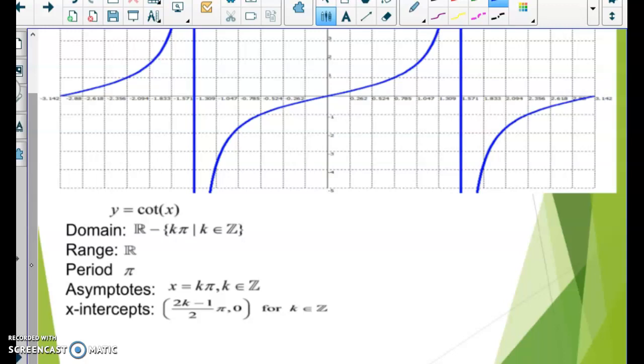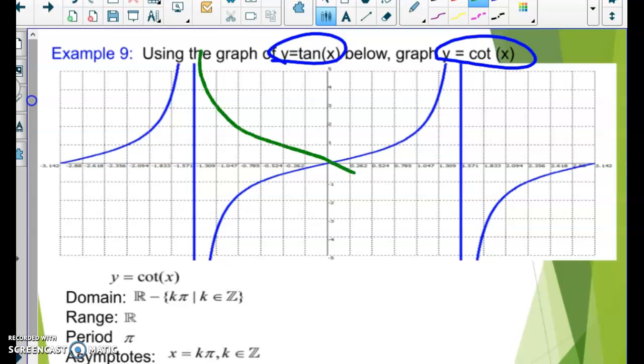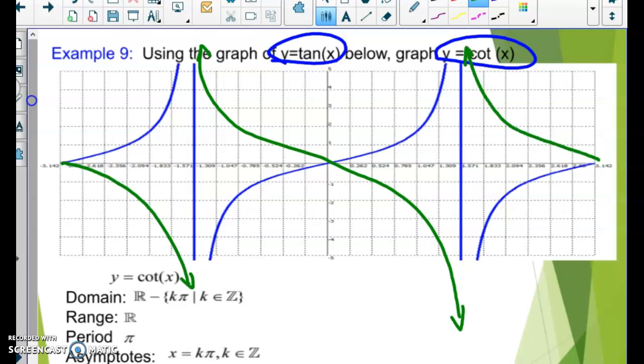All right. So then, let's talk about the reciprocal of this tangent. So if my tangent graph is here, we know that the reciprocal of that is the cotangent. So if I put in the cotangent, because the tangent is already graphed, the cotangent goes down from left to right, and it would look like that. And the period remains the same.